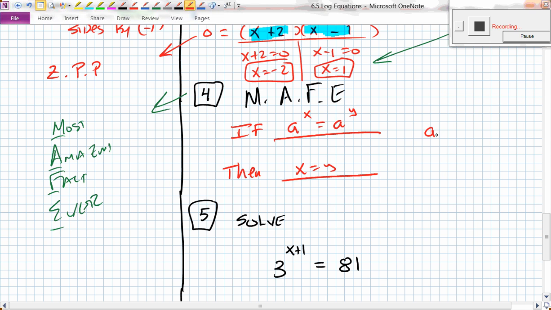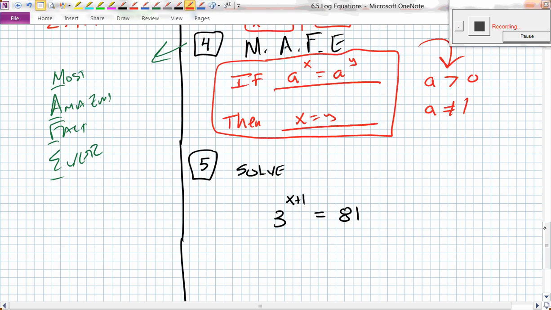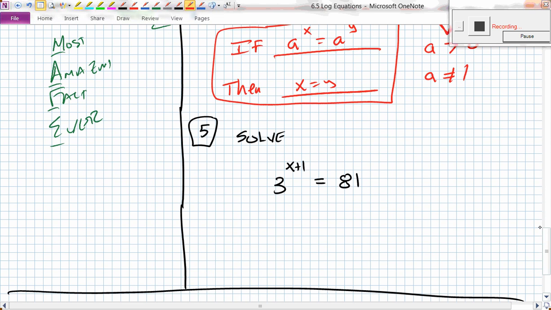Now this a has to be greater than 0, but a cannot be 1. It's got to be greater than 0, but not equal to 1 in this particular case. Otherwise, that fact does not actually work. So you've got a stipulation over there. So remember that part. All right, great. So how do we use the most amazing fact ever? Well, in this case, you could probably just look at it and see. But let me give you the example of how the book wants you to solve this.